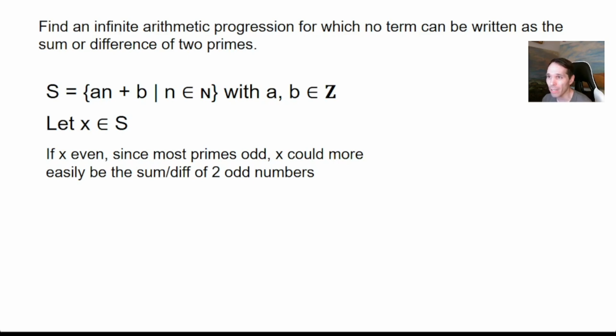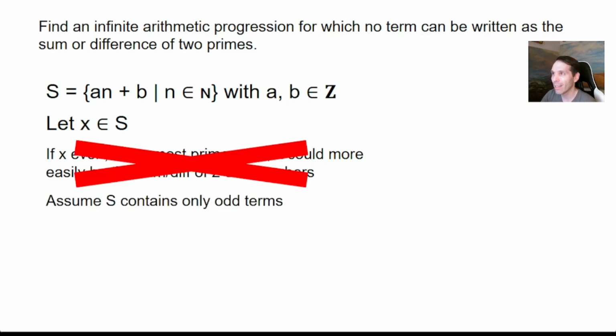If x is even, since most primes are odd, there would be so many possibilities to check, and that would make our task unbelievably difficult. On the other hand, if x is odd, it has to be written as the difference of an even and an odd prime for it not to satisfy the condition, meaning 2 has to be one of the two primes. This makes our task much easier, so let's look for a sequence of only odd numbers.